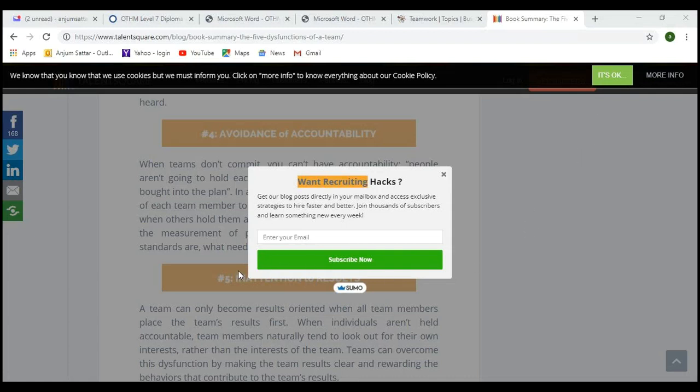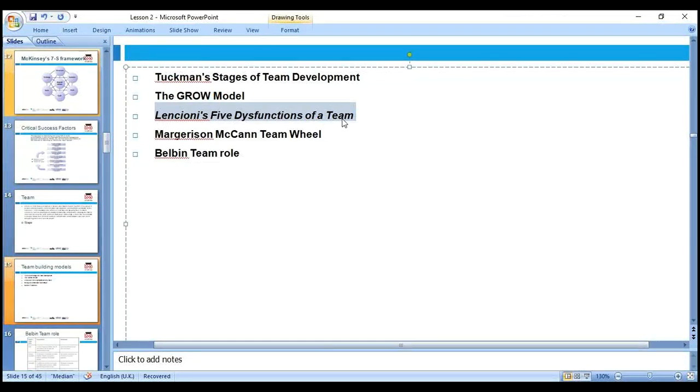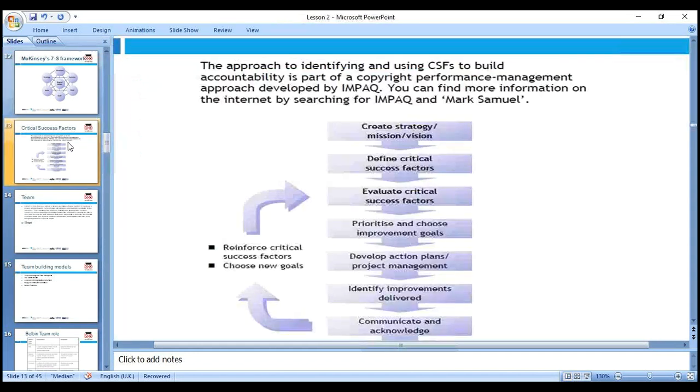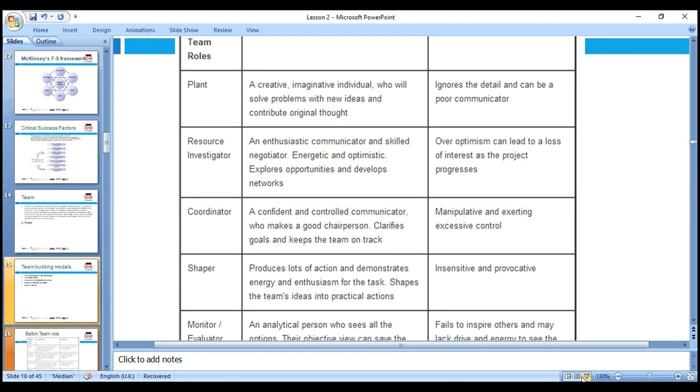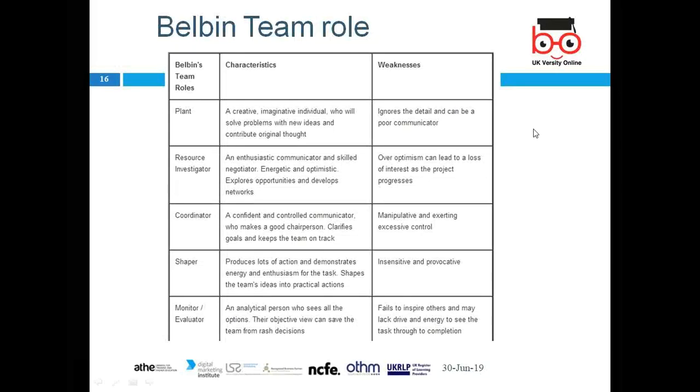So thus we can look at the 5 functions of a team. I'll go through the GROW model and these team theories, and I'll send you separate articles to read on them. Next we look at the Belbin team roles. This is a man from the UK who gave this model, known as the Belbin team roles. So in a team there can be different roles and different characteristics.